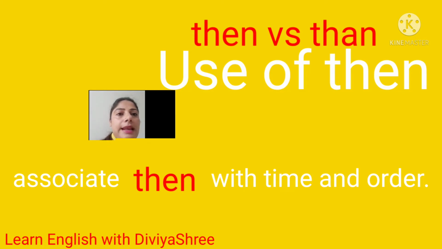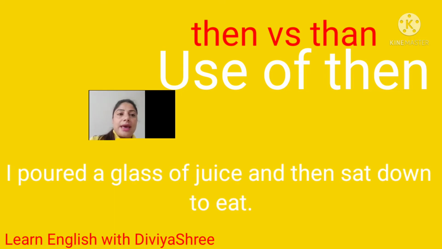If I say, I poured a glass of juice and then sat down to eat. So here you can see what I said: I poured a glass of juice and then sat down to eat. Here THEN is indicating that first I did something and later I did the other thing after that. Now see the other example.